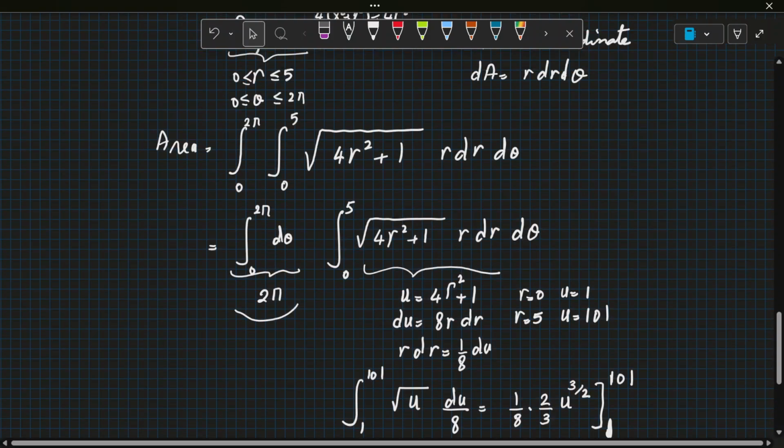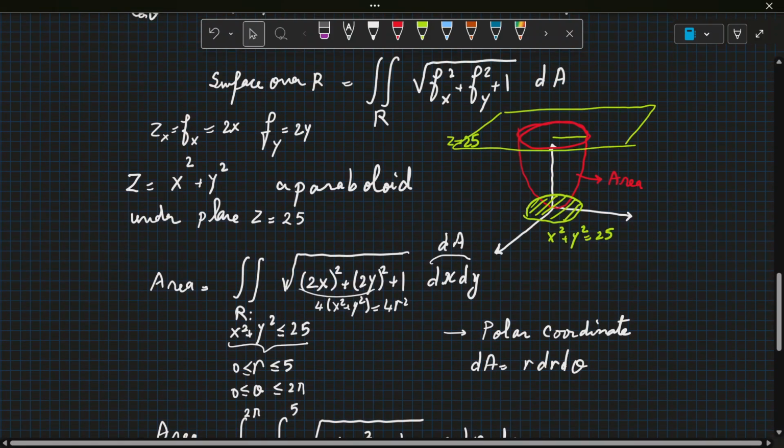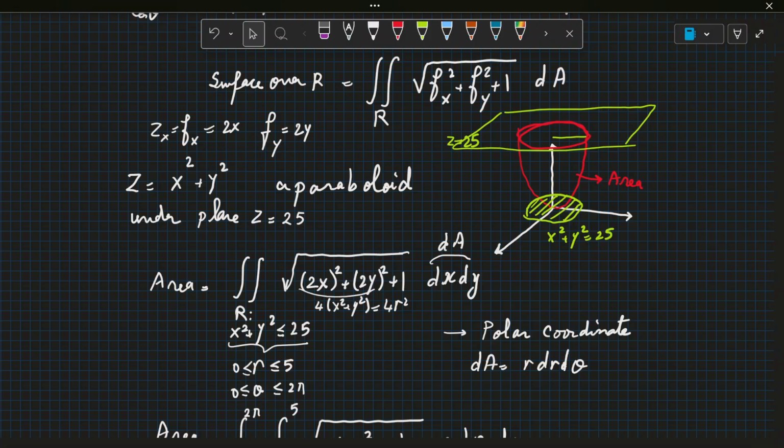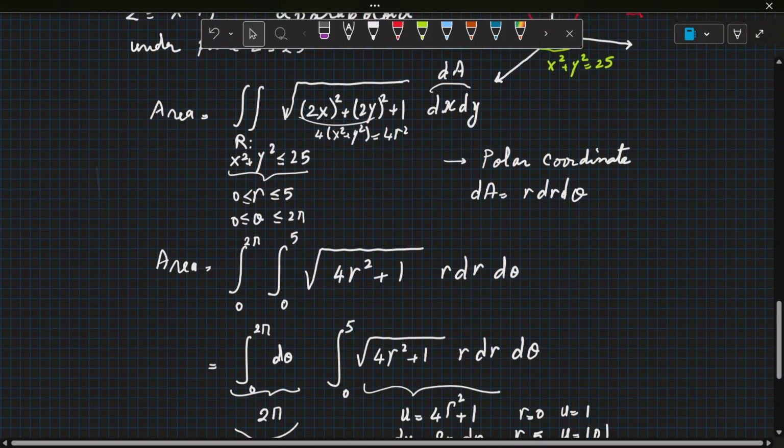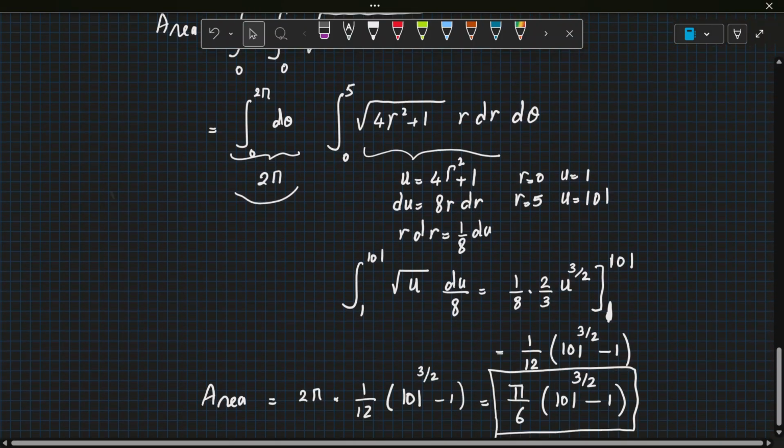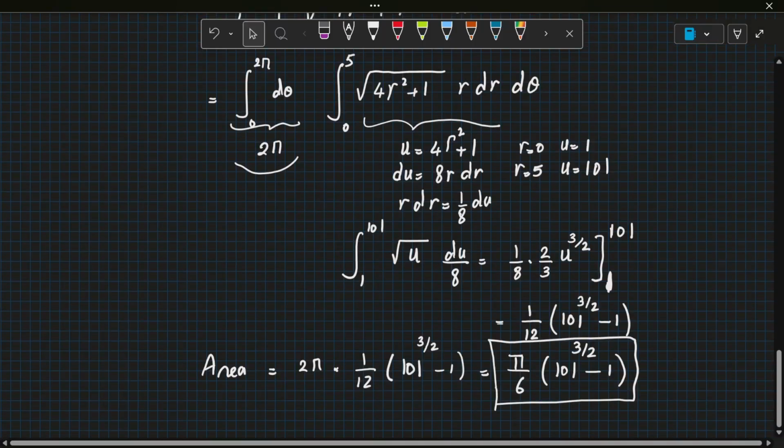So what is this? This is the area of a piece of paraboloid that's between its tip on the xy plane all the way up to the cut plane that is at z equal to 25. Now please read some other examples in your textbook for doing examples with different geometrical arrangements.